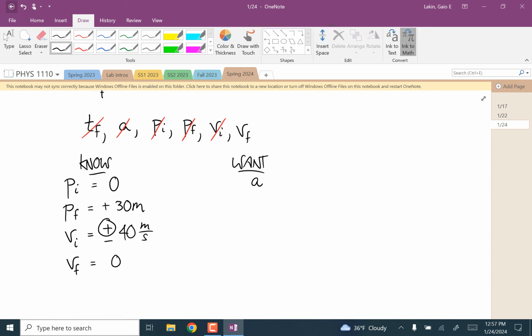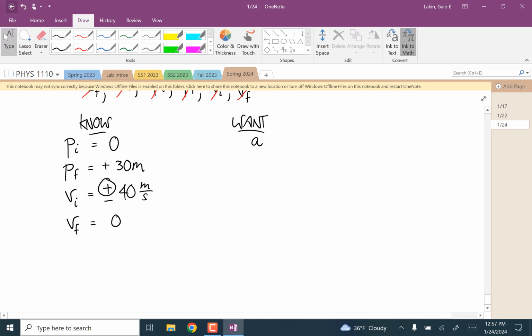Okay, so are there any of those constant acceleration equations that have A in them and everything else that's in them is listed here? And the equation that works is this one: 2A times the quantity P F minus P I is equal to V F squared minus V I squared.